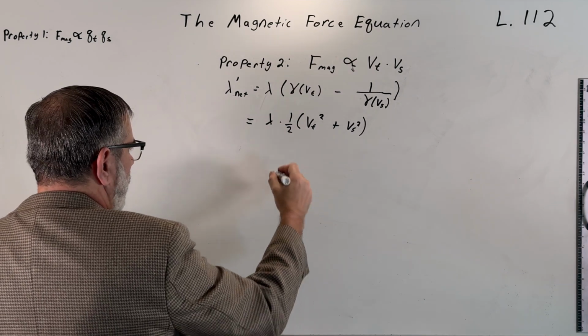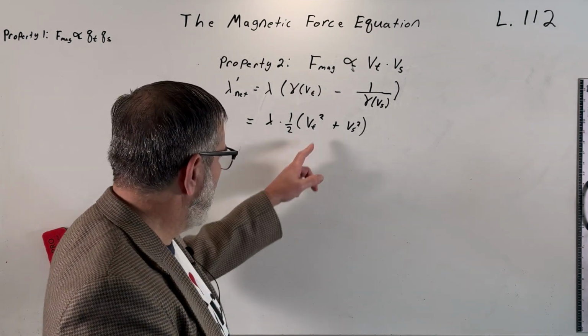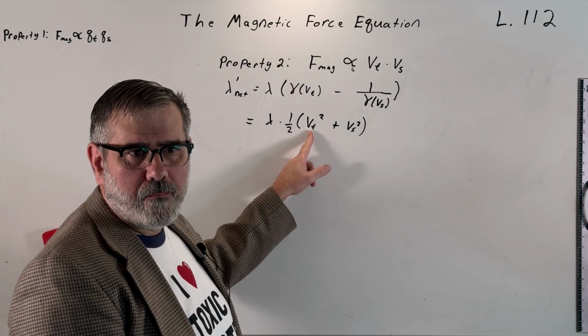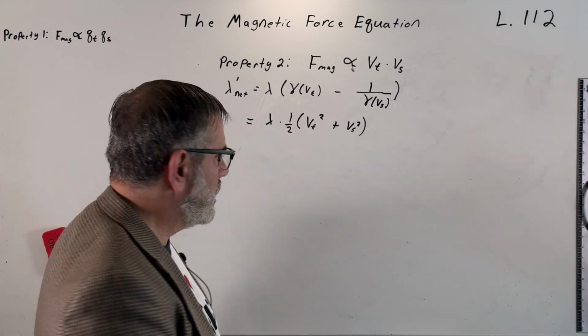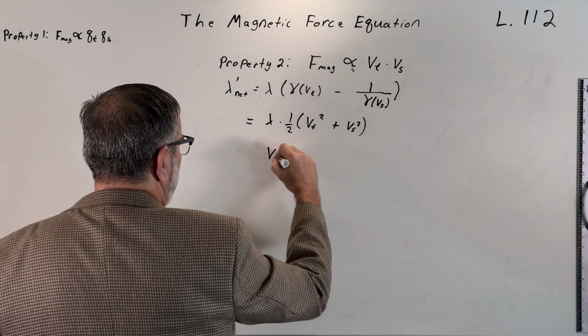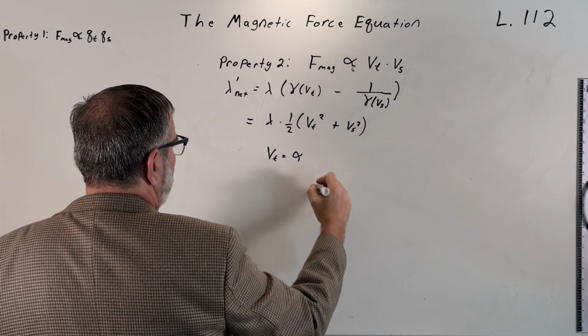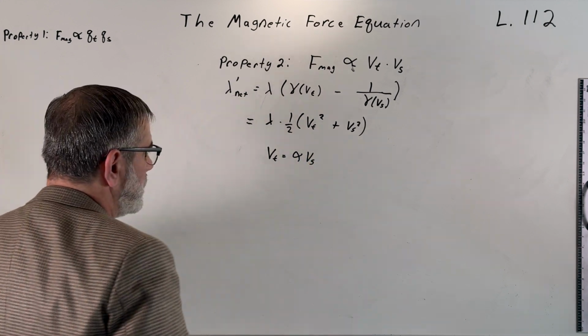Now what I want to do is I want to basically parameterize the test charge's velocity. I want to say that the test charge velocity is equal to some factor alpha times v sub s.